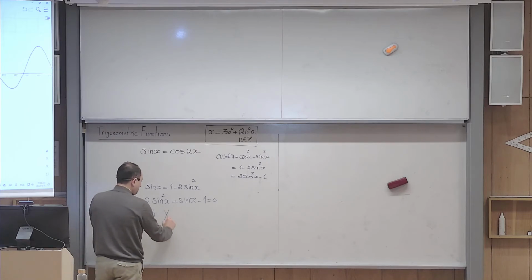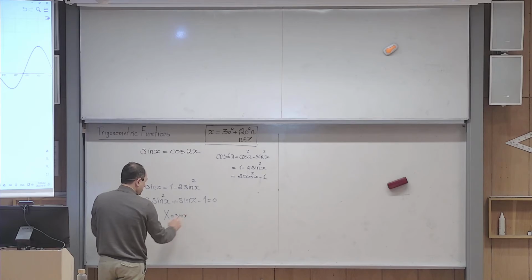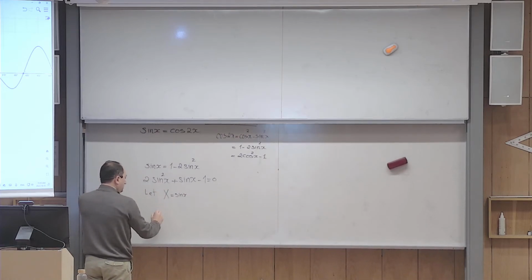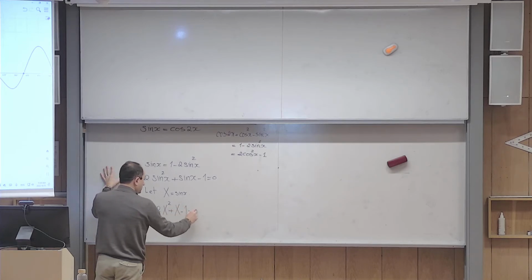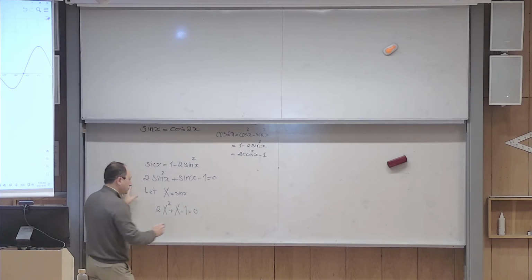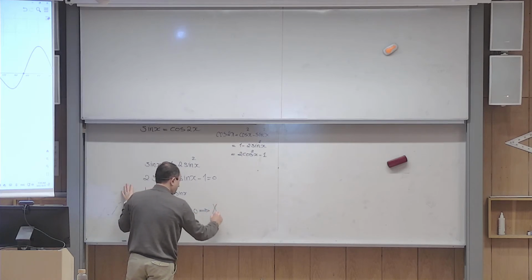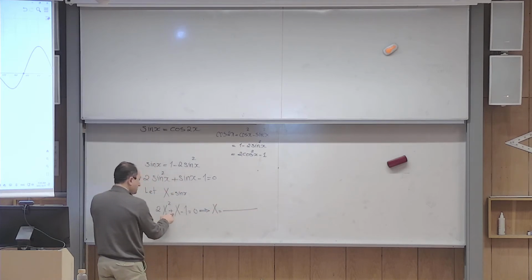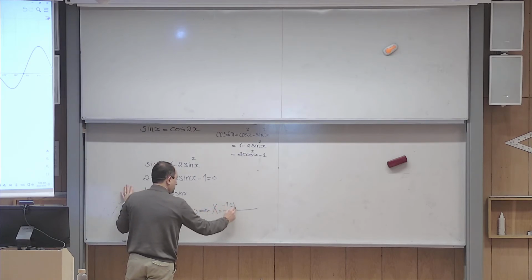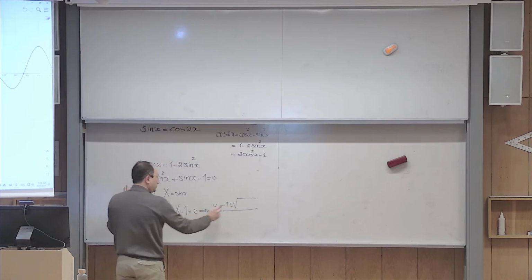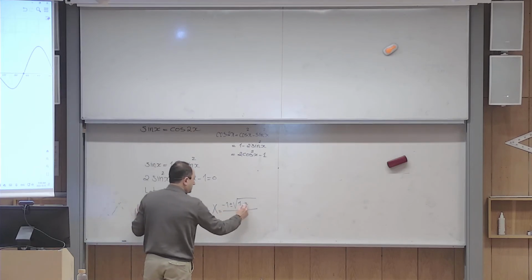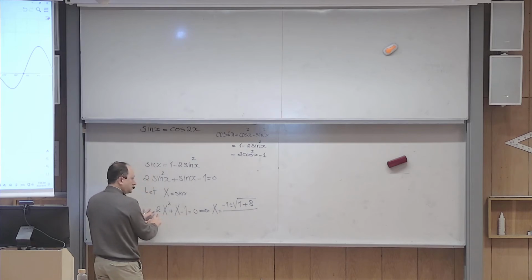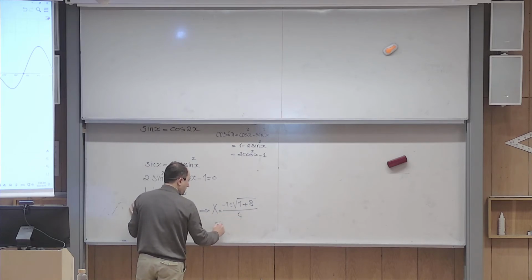So I would say let capital X be sine x. Then what happens? This equation will read 2 capital X squared plus capital X minus 1 equals 0. And then, of course, I prefer to use ABC formula, so capital X is equal to minus b, which is minus 1, plus or minus the square root of this number to the power 2 minus 4 times this times that, which is positive 8. And then divided by 2 times this number, which is 4. So the answer becomes minus 1 plus or minus 3 divided by 4.